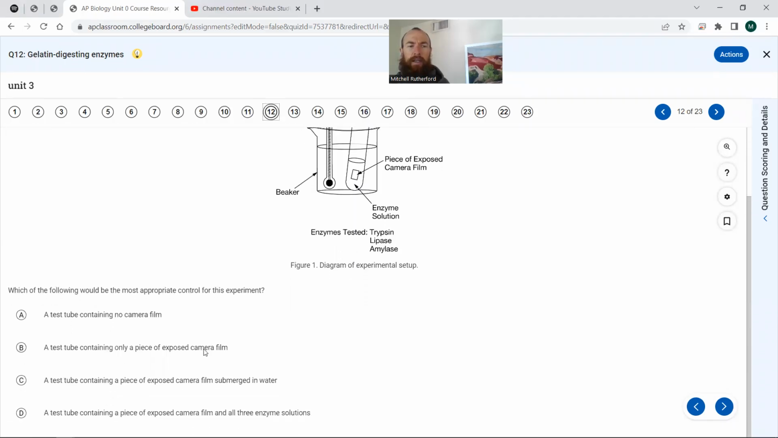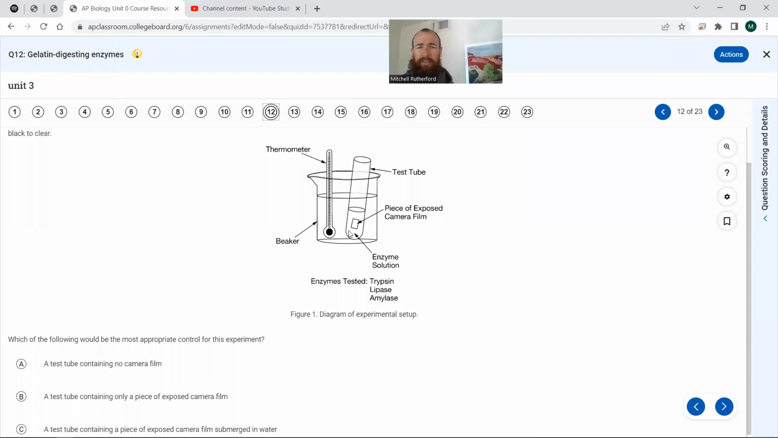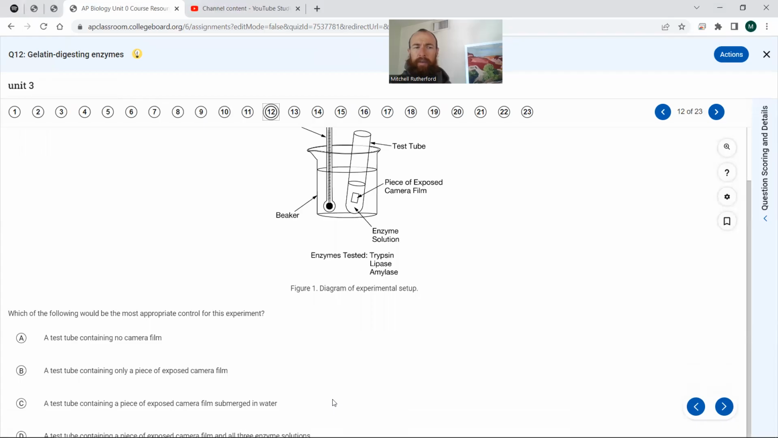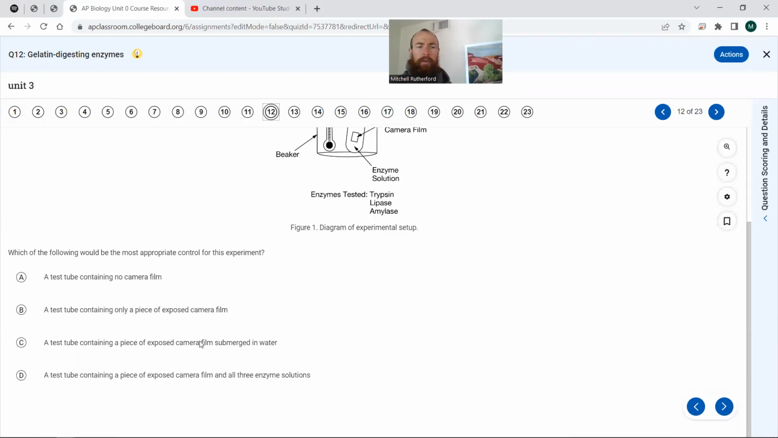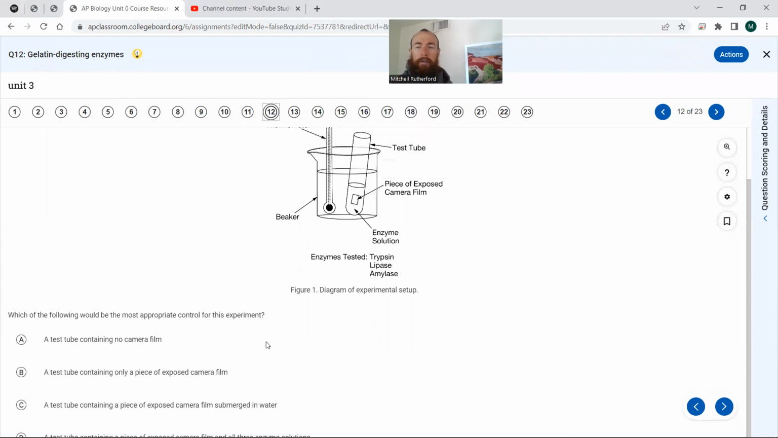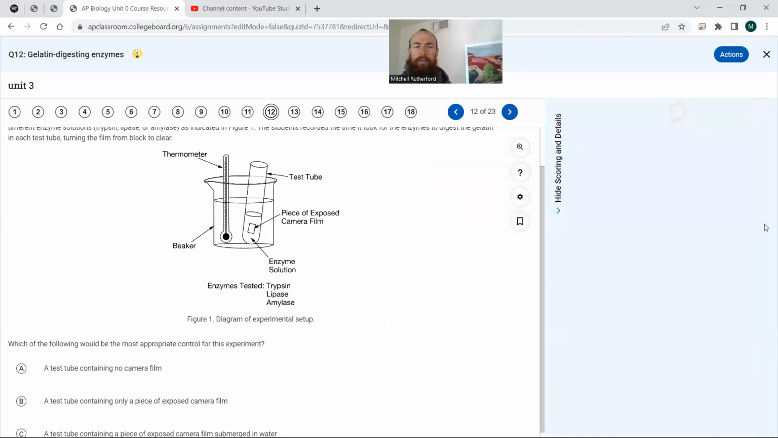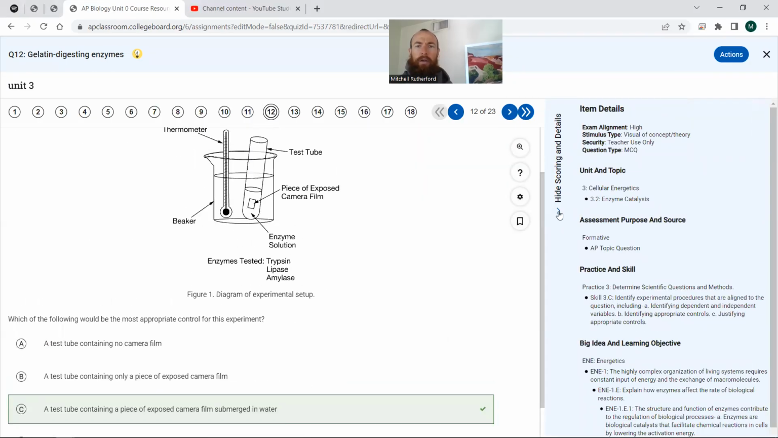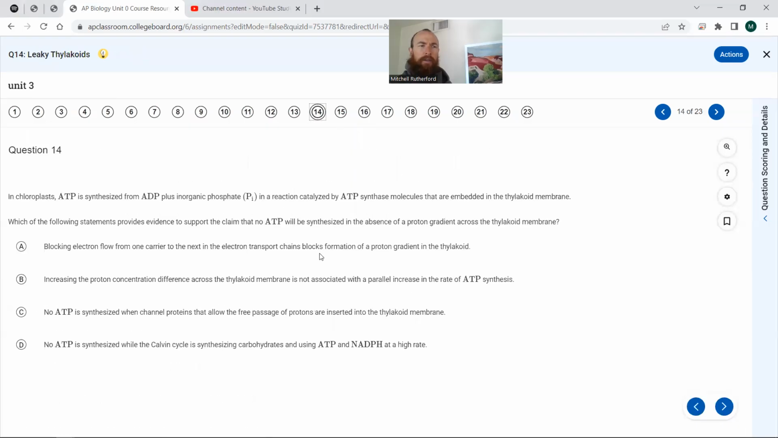And a test tube containing a piece of, so I like C here. All 3 enzyme solutions, that's like no, because then you won't know which one is actually doing the work. B, a test tube containing only a piece of exposed camera film. I guess you could see what it's like in air, but that's not really the same as the enzyme solution here. And then A is like, well, duh, if there's no camera film and the test tube's just sitting there, you're not going to see anything, but we want to see what would happen if the camera film is just in water. Okay. That's how we're going to see here. So I know we've got C. Thank you.